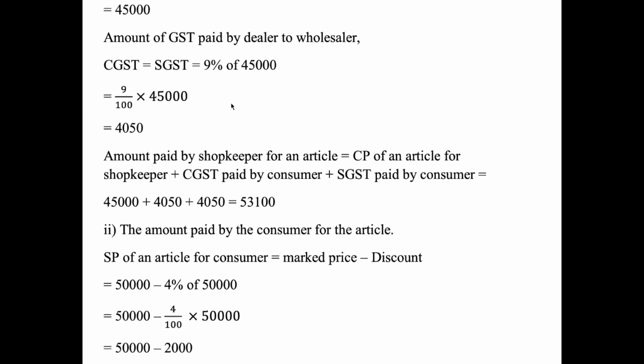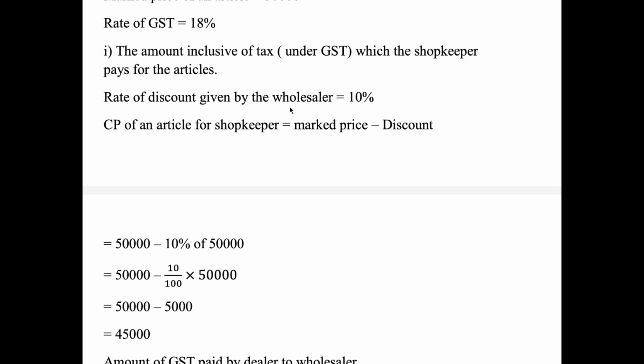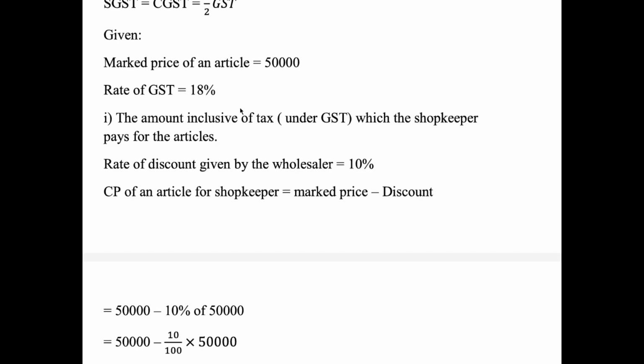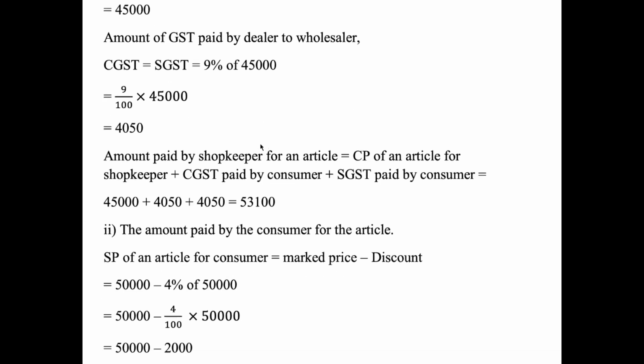Amount of GST paid by dealer to wholesaler, that is CGST is equal to SGST is equal to 9% of 45,000, because 9% state, 9% central. See, this is in the question paper, it is given the 18% total GST. So that comes to 4050.